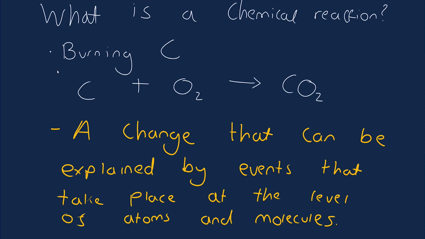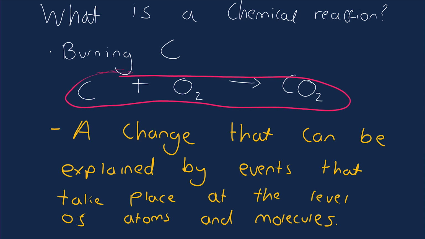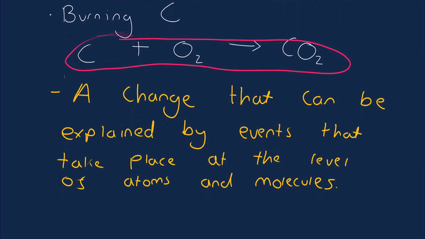Essentially, when you're a chemist or a student looking at chemical reactions, what you're really doing is trying to explain changes that are happening. And these changes can be millions, billions of different things that happen all around us. What I've just drawn is an example of a chemical reaction, burning carbon or burning coal. And this right here is actually a chemical equation. A chemical equation is a way of presenting a chemical reaction.